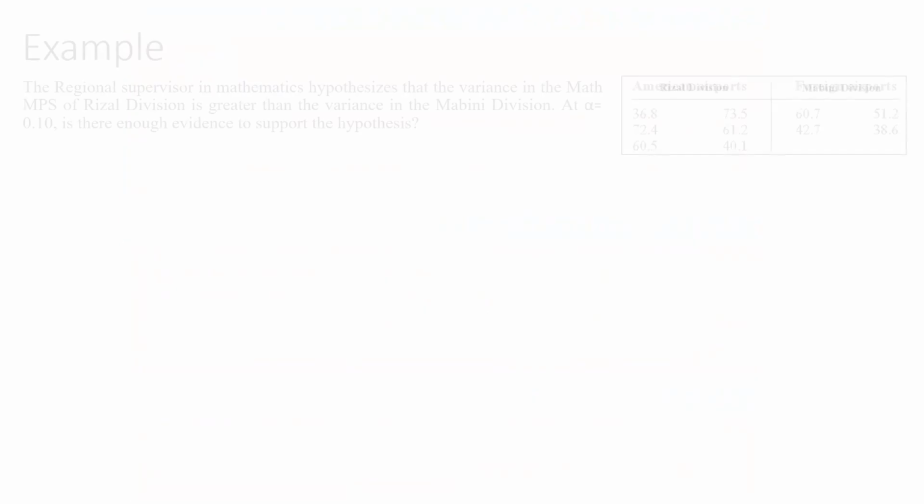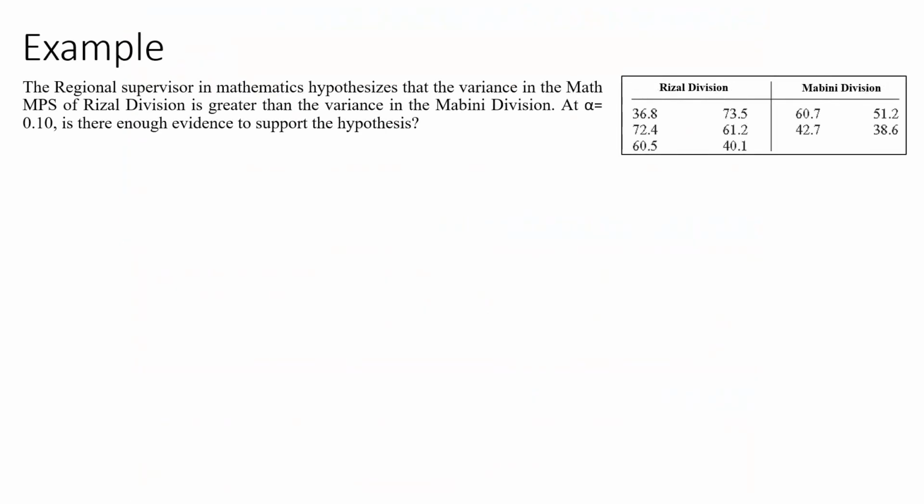Let's have an example. The regional supervisor in mathematics hypothesizes that the variance in the math MPS of Rizal division is greater than the variance in the Mabini division. At alpha equals 0.10, is there enough evidence to support the hypothesis?